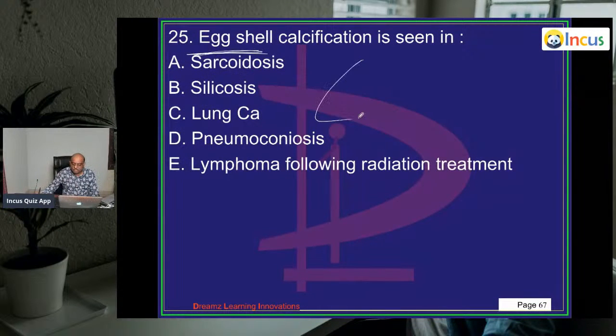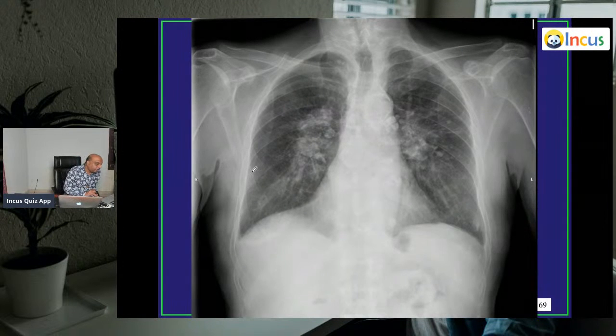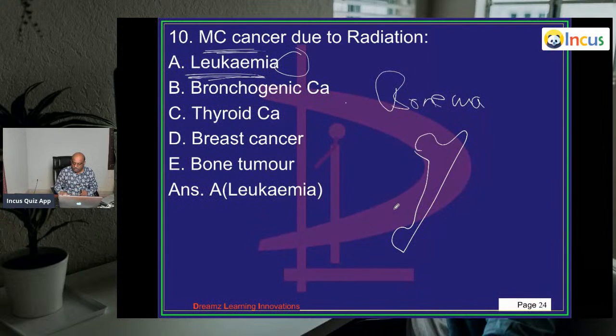Eggshell calcification. Where do you see it? All of us know it is sarcoidosis, but you should also remember silicosis, pneumoconiosis, and lymphoma after radiation therapy. They're all the classical examples of eggshell calcification. Doc, this is an example of how eggshell calcification typically looks like.